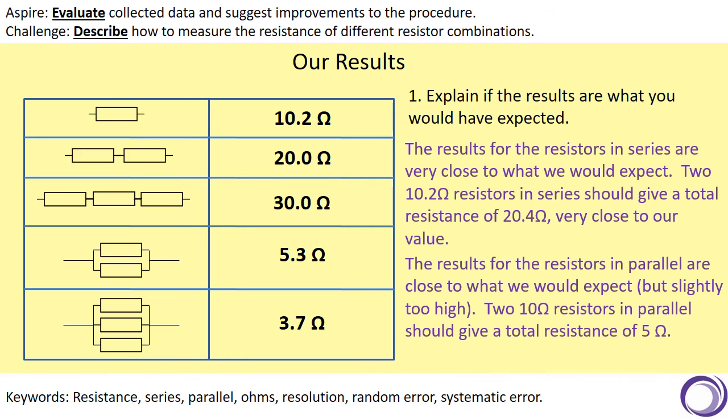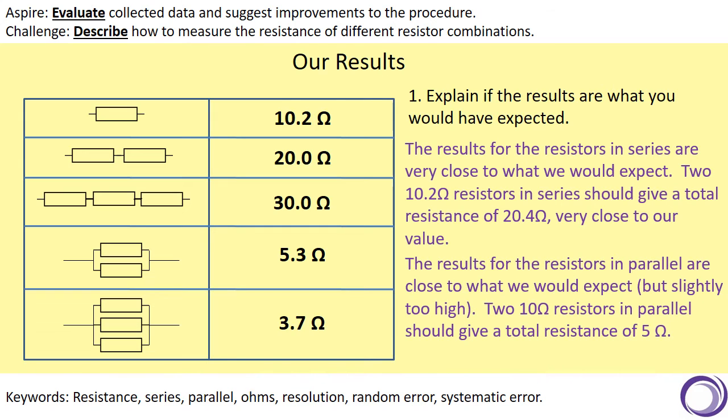The results for the resistors in parallel are close, but they're slightly too high. So if we had two 10.2 ohm resistors connected in parallel, we should get half. It should go down to half the value because there's 2 routes that the current can take. So that should give us 5.1. And then with 3, we've got 3 routes, so it should be 10.2 divided by 3, so it should be nearer 3.3. So they're a little high.